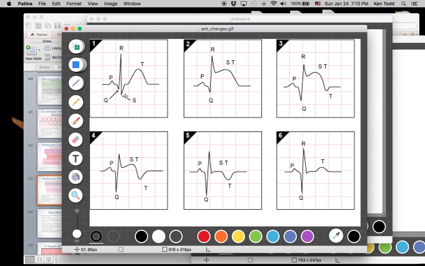But Q wave is not usually the earliest indicator of an MI. One of the most common things that you'll start to see is ST segment elevation. So here is where I would normally have my ST segment. As the heart becomes ischemic, sometimes that ST segment will get depressed, where it's below the isoelectric line, and that's usually a sign of ischemia. But ST elevation is usually a sign of infarction.